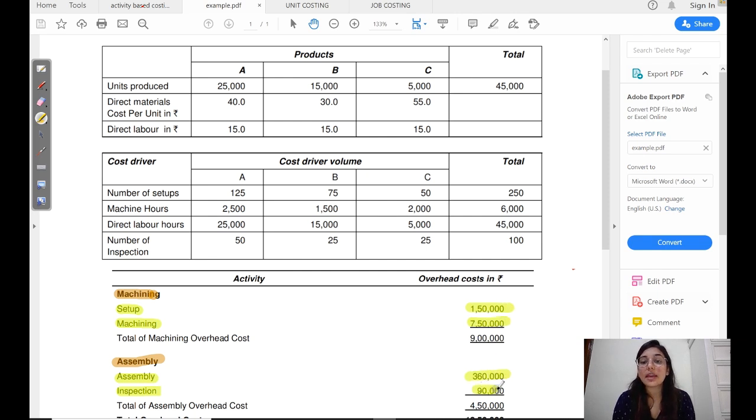Now the next step is to identify the cost drivers, right? For setup, we are given the number of setups as a cost driver. For machining, we are given machine hours as a cost driver. For assembly, we are given direct labor hours as the cost driver, and for inspection, we are given the number of inspections as the cost driver.